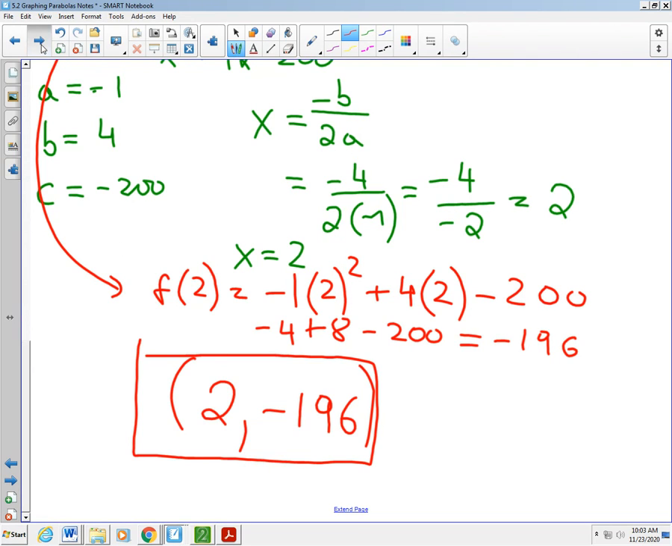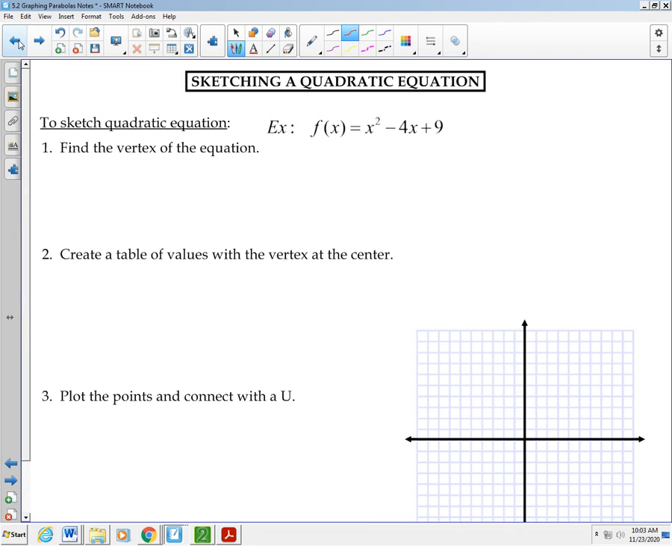Okay, so the most important part of this lesson is how to sketch a quadratic equation. So now this is the main goal, the main purpose of this lesson. So if I give you an equation, f of x equals x squared minus 4x plus 9, how do we graph it? So first thing you will do, you have to find the vertex. So step one, find the vertex.